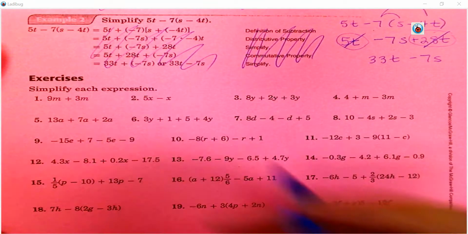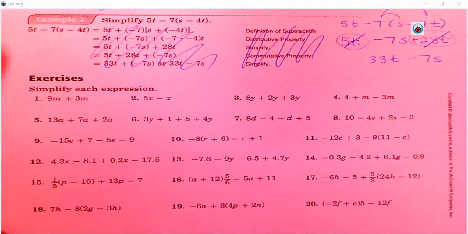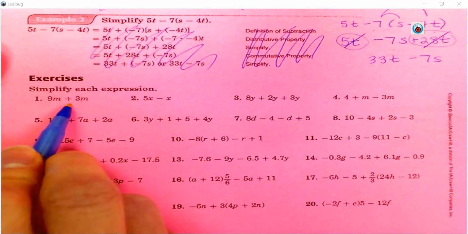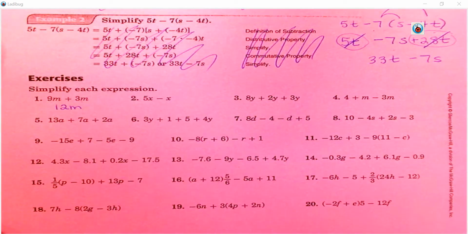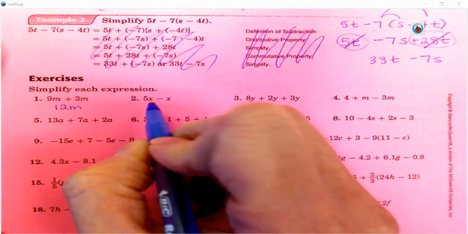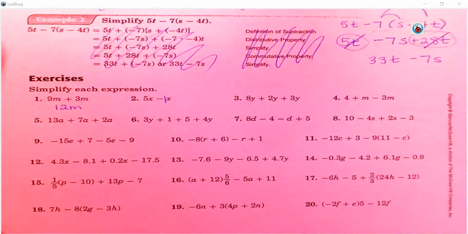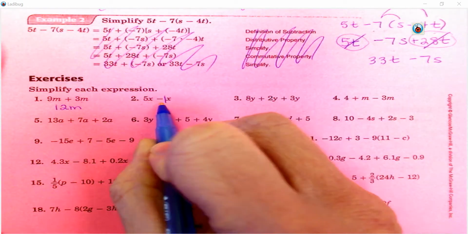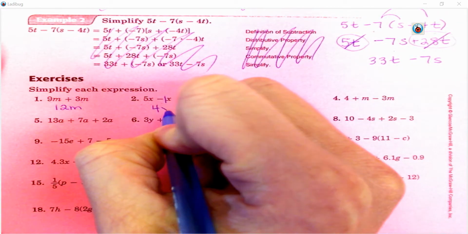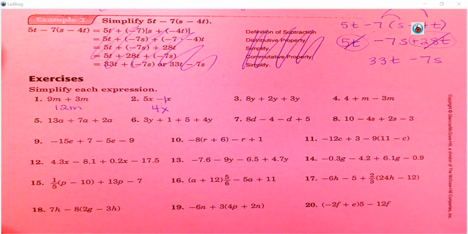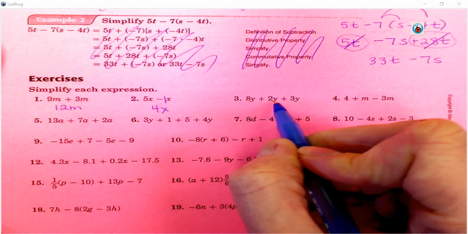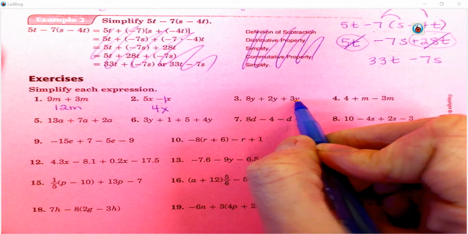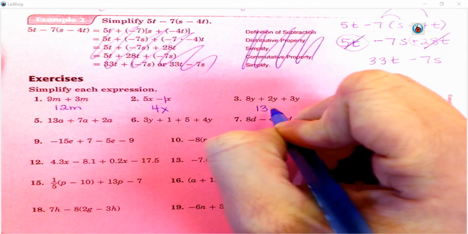Okay, here. 9m and 3m, those are both like terms. I can add them together. So 9 plus 3 gives me 12, so I have 12m. 5x minus x is the same as 5x minus 1x, and 5 minus 1 is 4, so my answer is 4x. All of these terms have a y, so they're like terms. 8y plus 2y plus 3y is going to give me 13y.